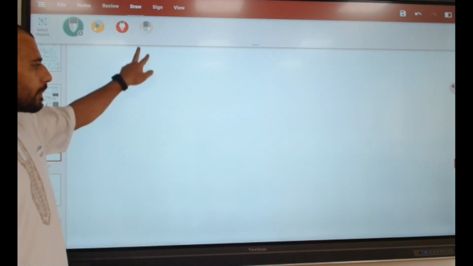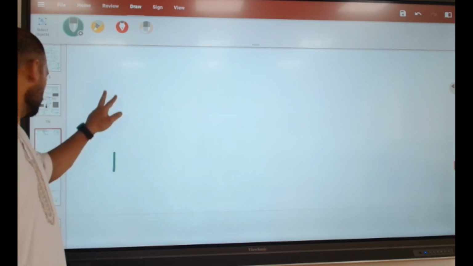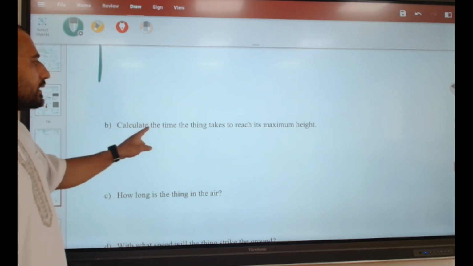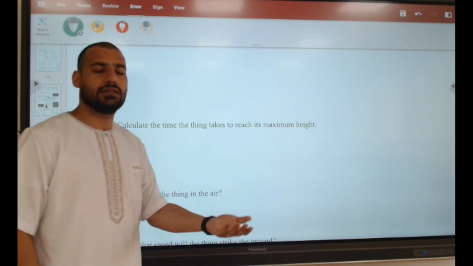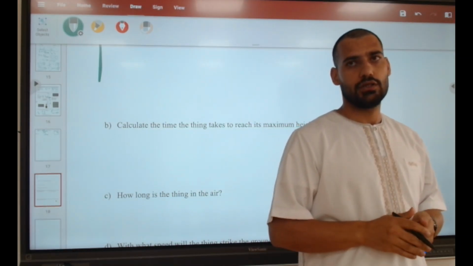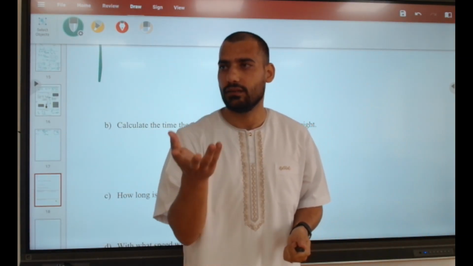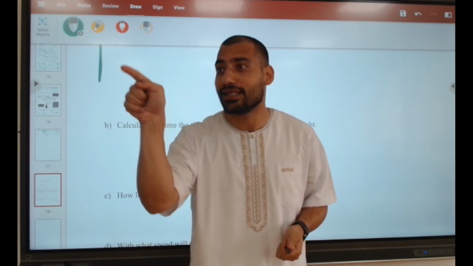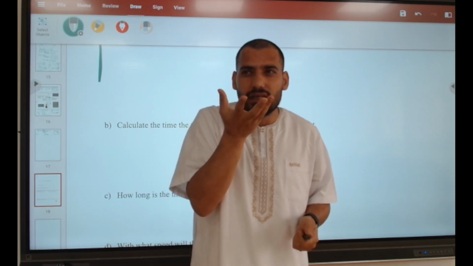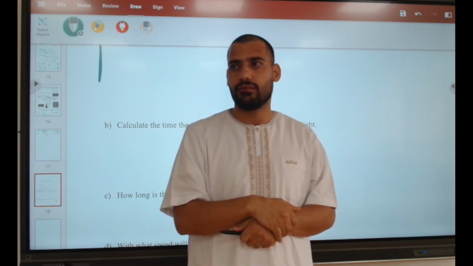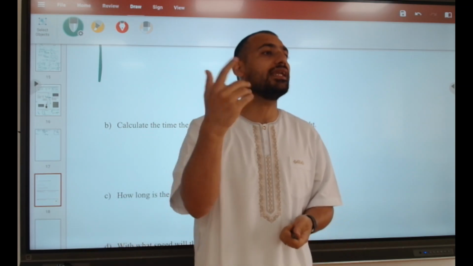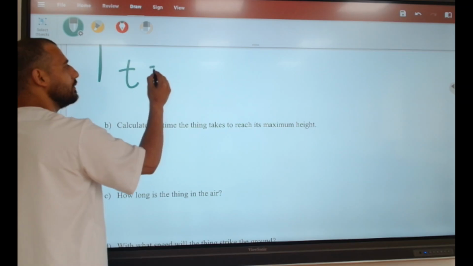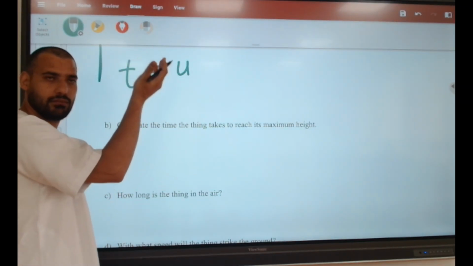Okay, one more part. Calculate the time the thing takes to reach the top. So tell me, if I give 50, after how much time will it be at the top? How did you find it? Yeah, you divide it by 10. So when I give V, what will be the time? V divided by 10. And 10 is what? G. Isn't it? So yeah, in short, I can directly come up with the concept that time is equal to whatever velocity you give, divide that by G.